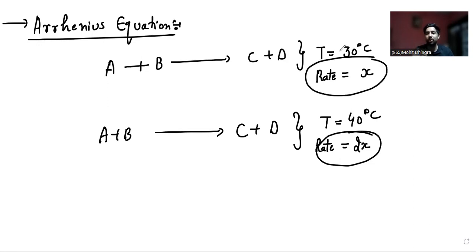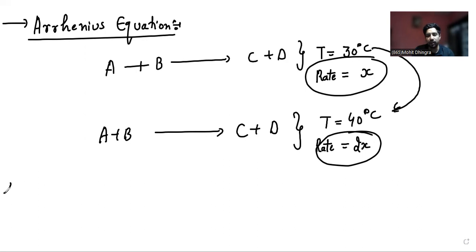What is the conclusion? The conclusion is that this equation states that for any chemical reaction, by a 10-degree increase in the temperature, the rate of the reaction doubles. By a 10-degree increase from 30 to 40, the rate of reaction doubles. This is stated by the Arrhenius equation.